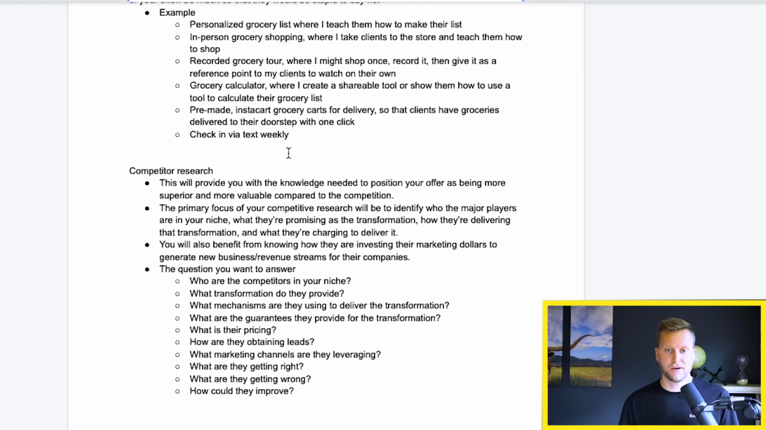Now let's go to the competitor research. This will provide you with the knowledge that you need to position your offer as being more superior and more valuable compared to your competition. The primary focus of the competitor research is to identify any major players in your niche. You're gonna wanna see what they're promising in their transformation, how they're delivering it, and what their mechanisms are for their actual product or their service.